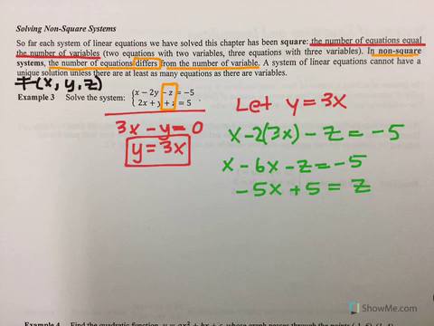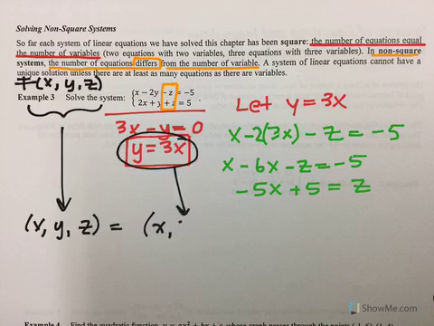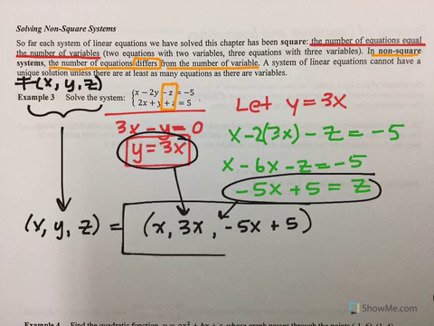So remember how we said we wanted to solve for x, y, and z? But we couldn't really find any exact numbers for x, y, and z. What we're going to list then are the expressions. If x is equal to x, then y will be equal to 3x, and z will be equal to minus 5x plus 5. So instead of giving an ordered triple with exact numbers, I'm giving an ordered triple with expressions showing how y and z are related to x.